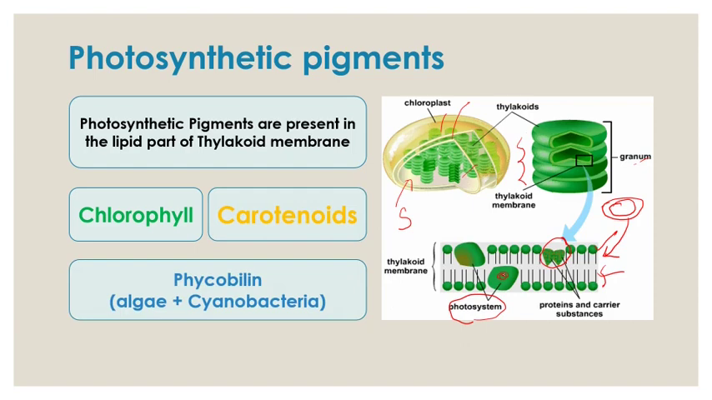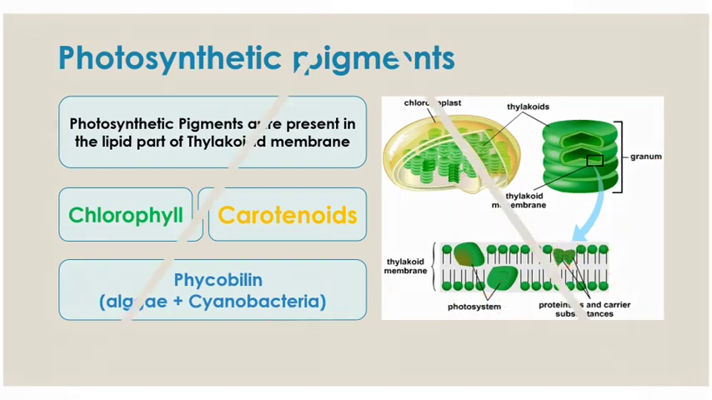Phycobilin are found in algae and cyanobacteria. Of course, cyanobacteria do not have chloroplast because they are prokaryotic. They have the photosynthetic pigments dissolved in their cytoplasm.